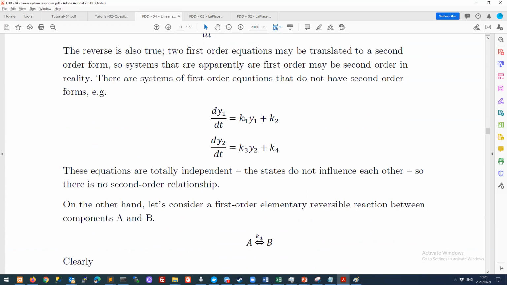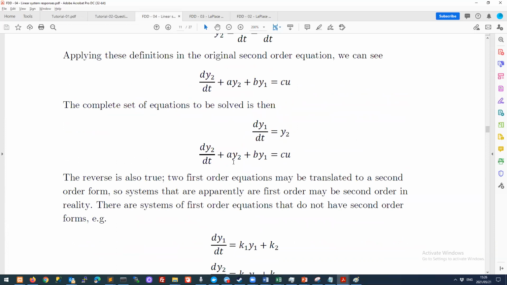And there's no y2 here. So y1 doesn't rely on y2. And if you look at y2 also, it's only got y2 in here. It doesn't rely on y1. So in this case, even though you have two first order equations, it's not second order, right? There's no series of events or sequence of events here. So these are independent, so this is still a first order system.